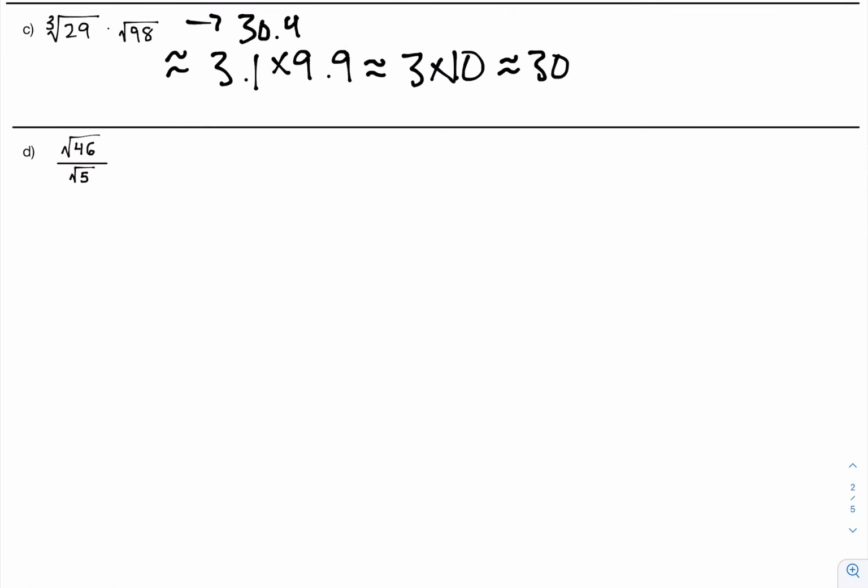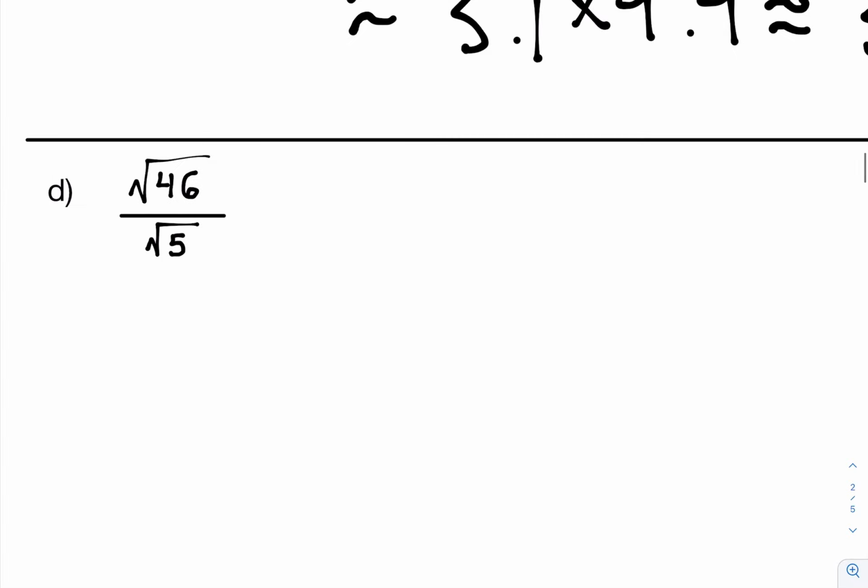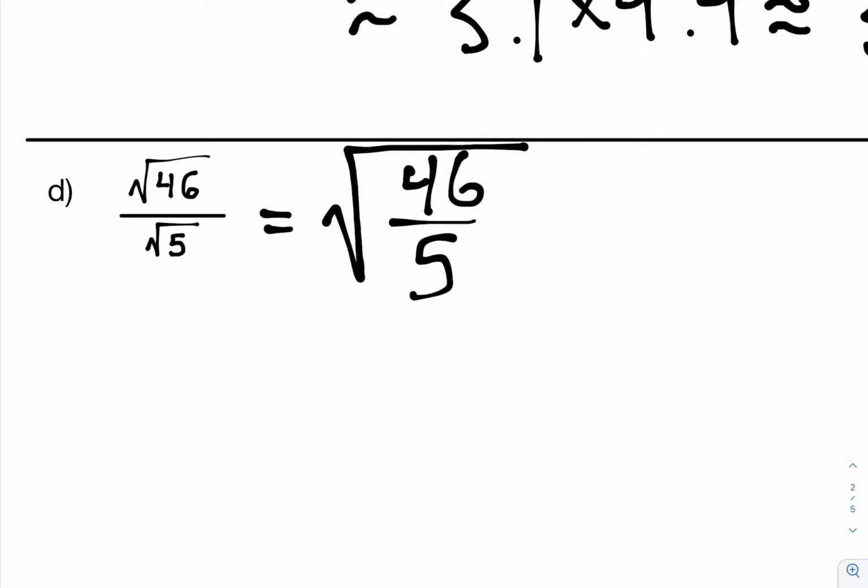Okay, the square root of 46 over the square root of 5. Okay, this is a bit of a tougher one. So one thing that I'm going to teach you in another video, probably the next one, is radical laws, so how to divide and multiply radicals. But right now, I'll give you an inside scoop into what I'll be talking about. If we have a radical and we're dividing it by another radical with the same index, in this case the square root, this is the same as the square root of 46 over 5. So we can combine it into one radical.